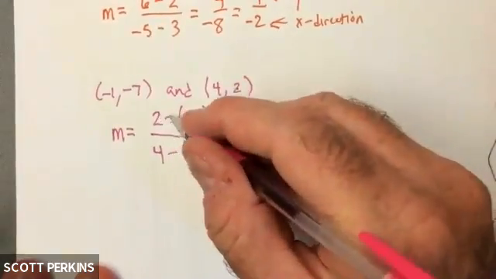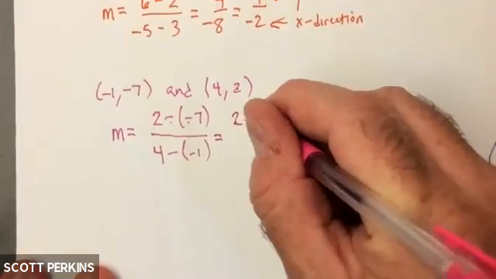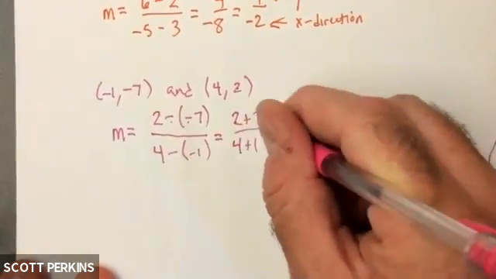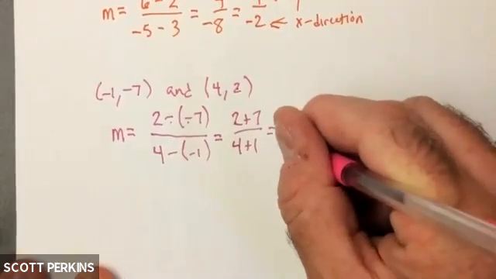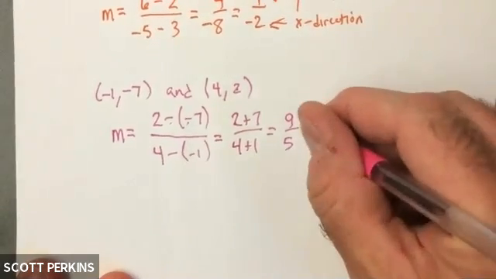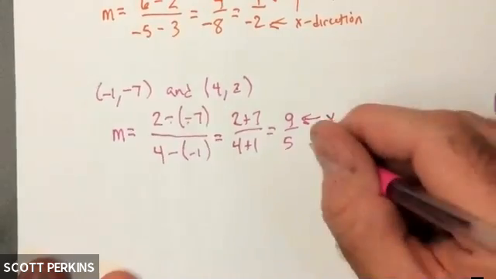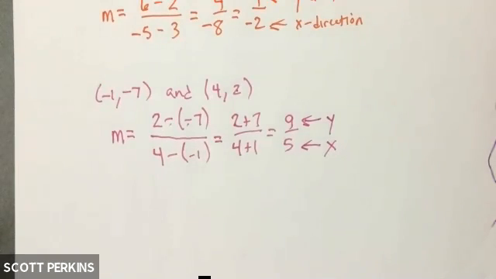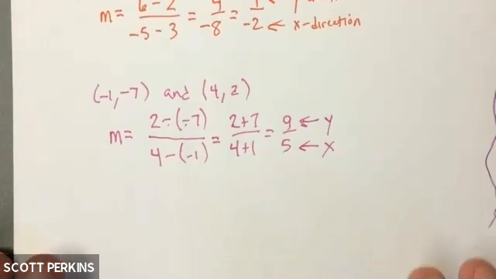So in the top, 2 minus -7, that's 2 plus 7. In the bottom, 4 minus -1 is 4 plus 1. And so my slope is 9 over 5. What that means is when we go to see the line, when we use this for graphing in just a couple minutes, my line is going 9 units in the y direction, and then 5 units in the x direction. That is the ratio, and it never changes for the line.